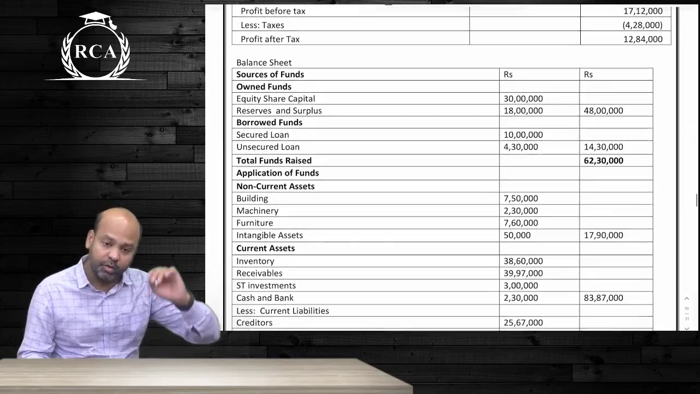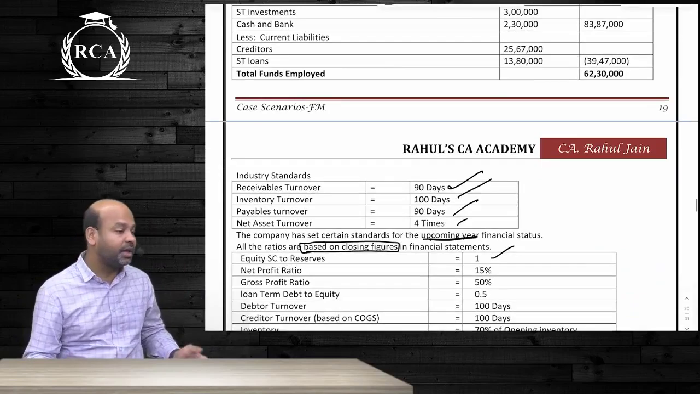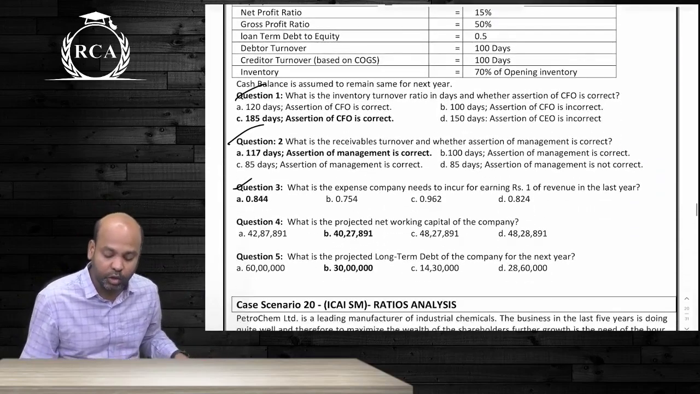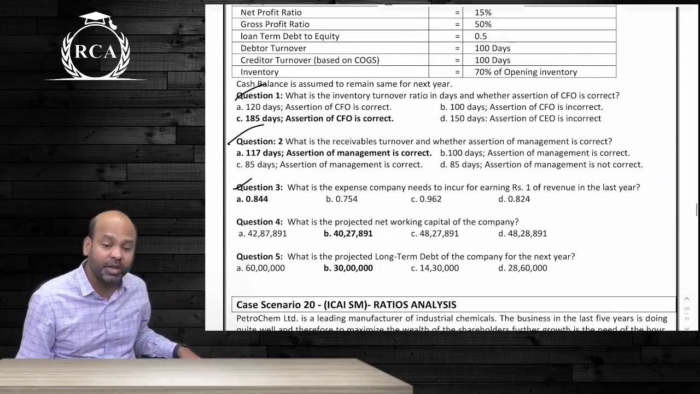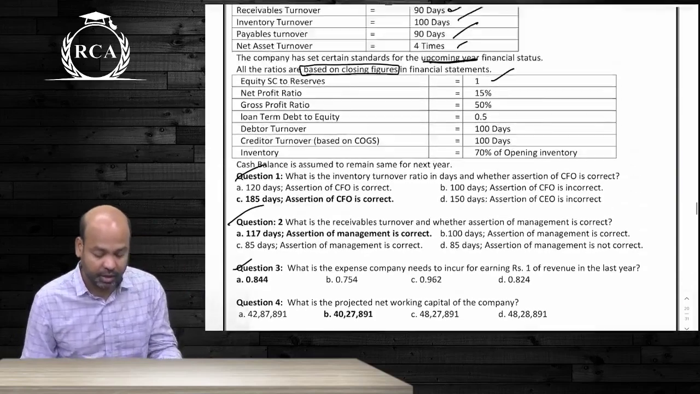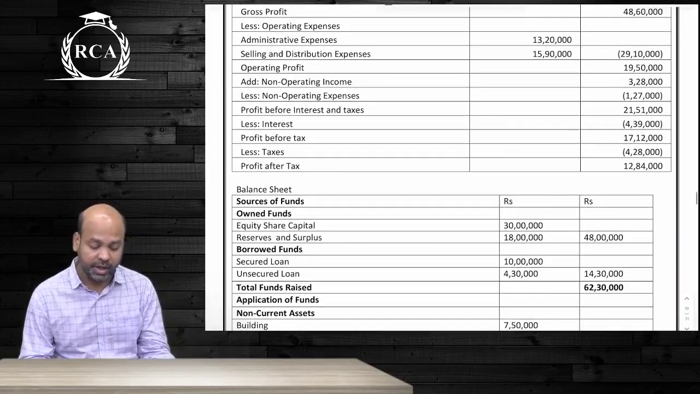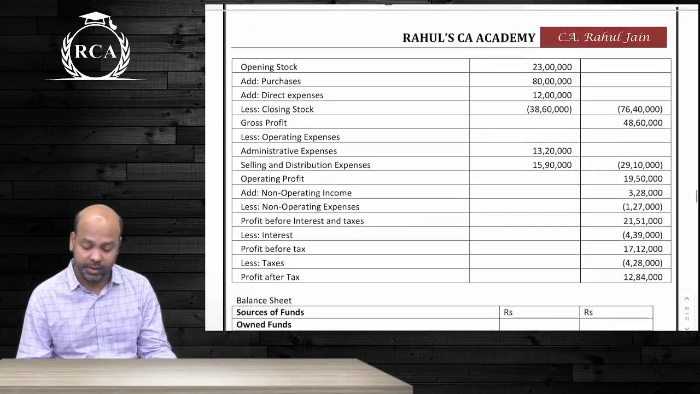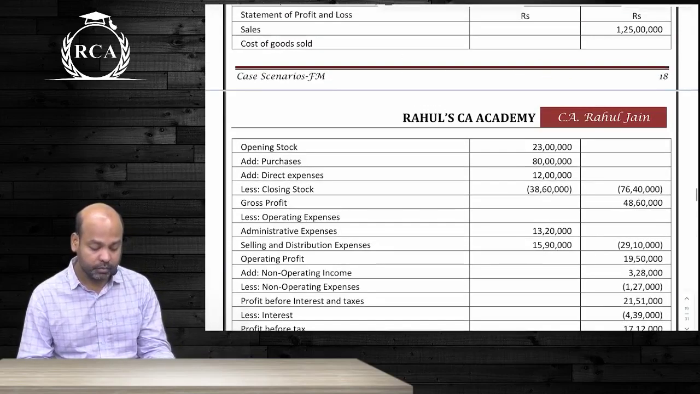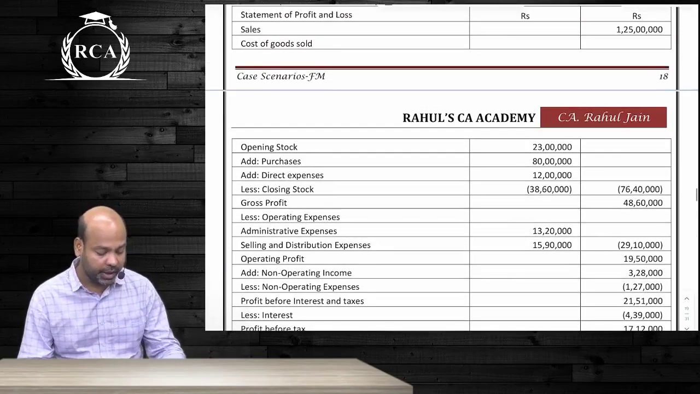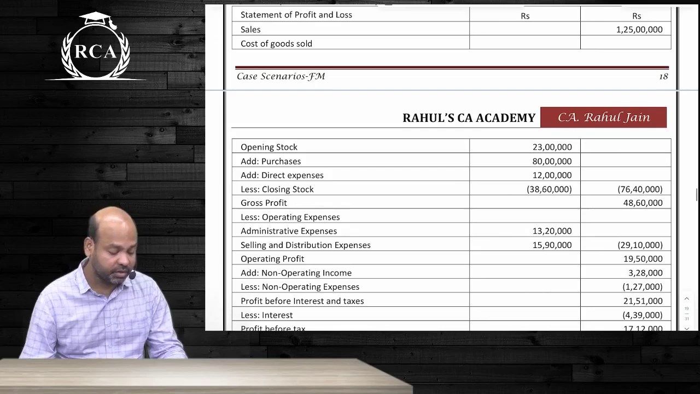So now we will directly attack the requirement rather than reading the entire question. First requirement is to compute inventory turnover. Remember, this is based on last year, not based on the current year. Can you go back to the financials and identify COGS from the statement? Can we identify COGS?